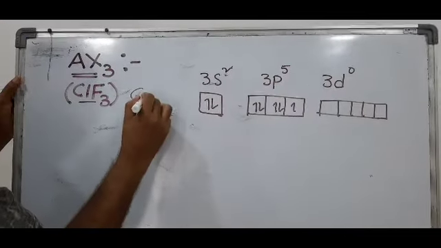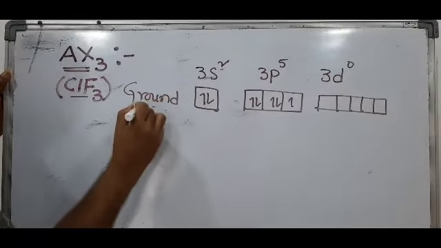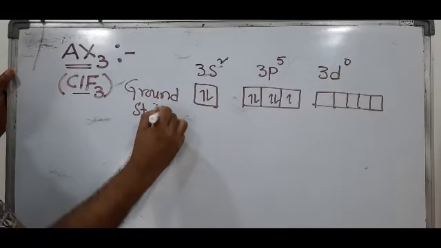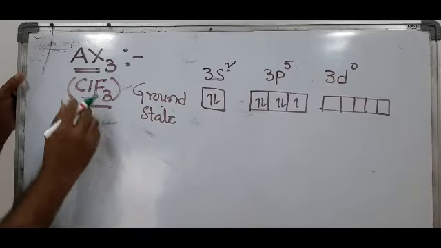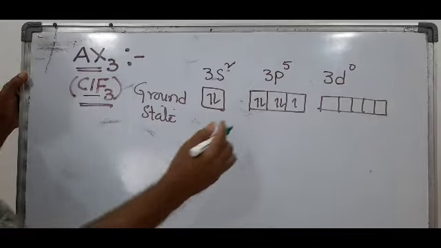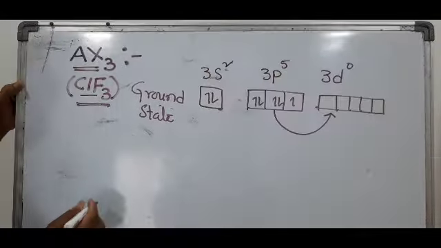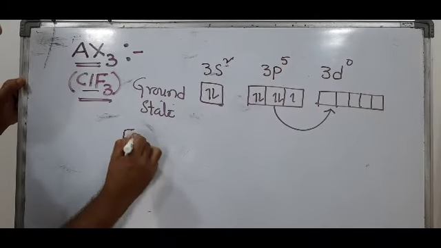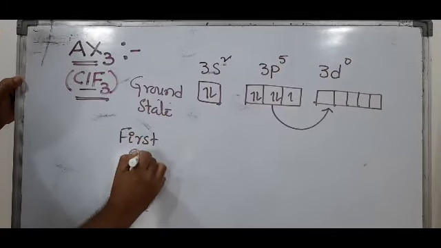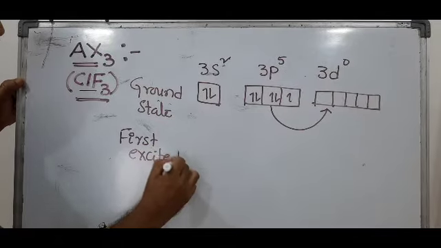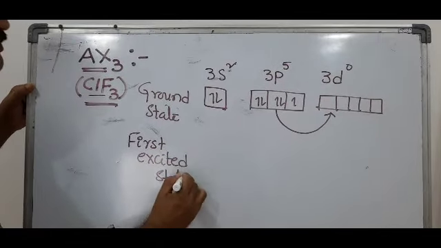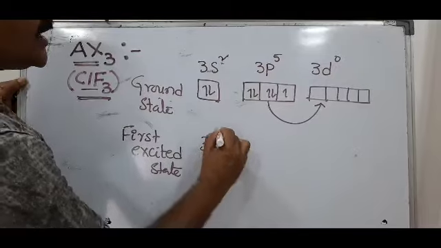This is the ground state for chlorine. But in ClF3, chlorine needs to form 3 bonds. That's why one pair will become unpaired by undergoing excitation. That is called the first excited state.